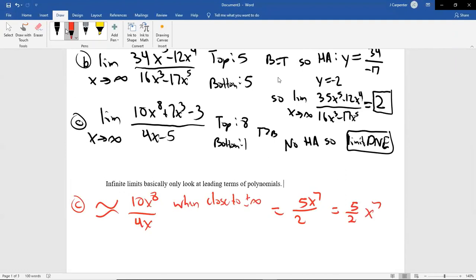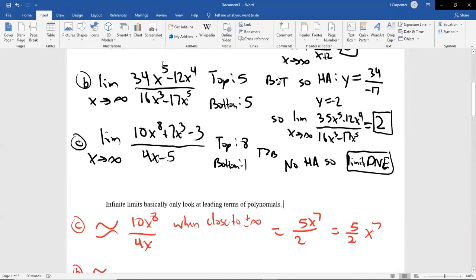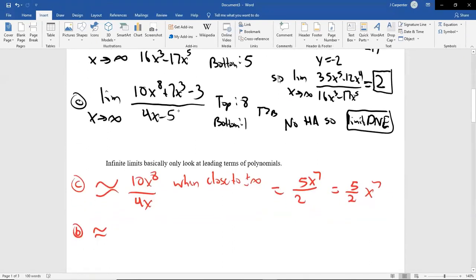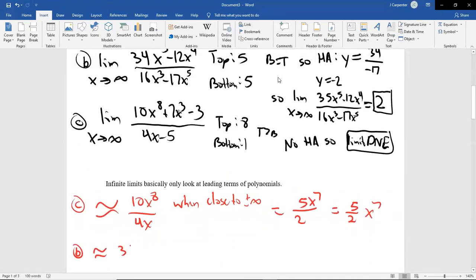Whereas with B, when you take that infinite limit, you're only looking at the leading terms. You're looking at the first term in the top and the second term in the bottom. So it becomes 34x to the 5th minus 12x to the 4th. Why did I do the minus part? 35x to the 4th over negative 17x to the 5th, which gives us a negative 2 because all the x to the 5th cancels, and that makes a 2. Again, this thing goes to infinity if you plug infinity in, but negative 2 is negative 2. That's why this was the limit.